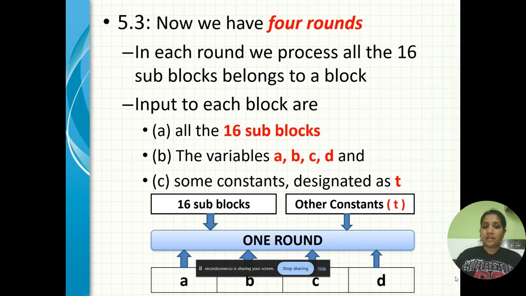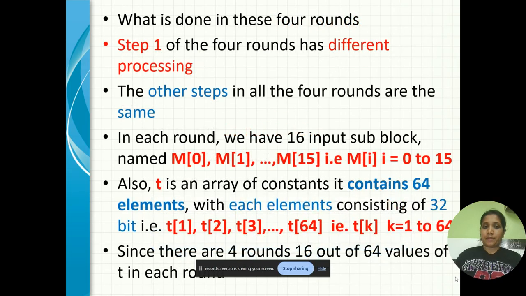Inputs to each round are the 16 subblocks, the variables A, B, C, D, and some constants designated as T. What is done in these 4 rounds? Step 1: only the process in each round differs; the other steps in all 4 rounds are the same. In each round, we have 16 input subblocks named M[0], M[1], and at last M[15], that is M[i] where i equals 0 to 15.